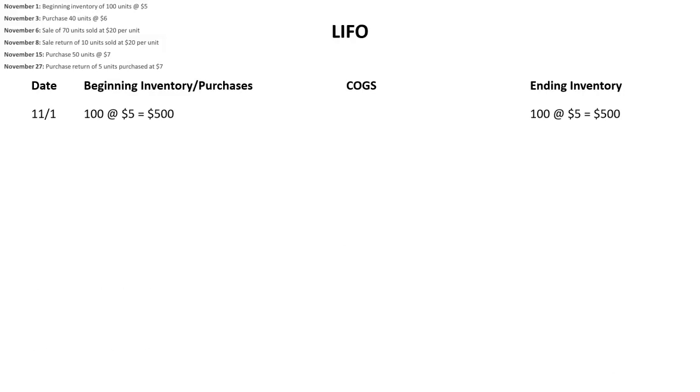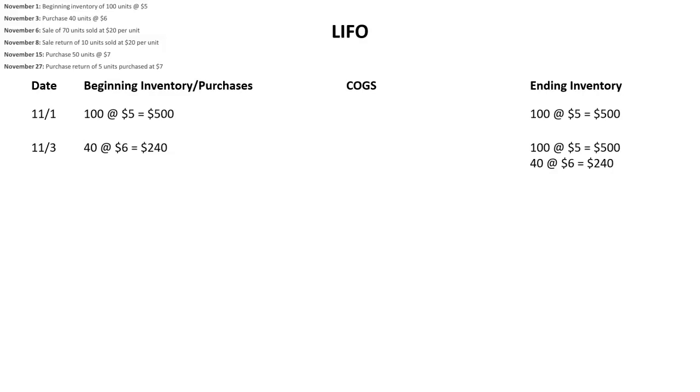Now we can move on to LIFO. It's going to be pretty similar. We're just going to see a few different situations that could pop up. So November 1st, still the same, right? It's just our beginning inventory. November 3rd, still the same. It's just a purchase, right? FIFO and LIFO split off from each other at the point of the first sale. And that's what we're getting to now on November 6th.